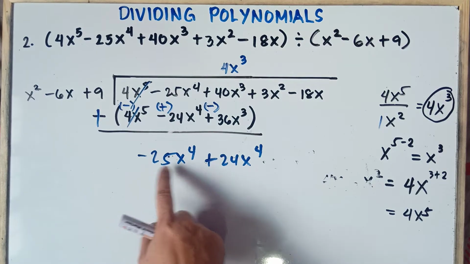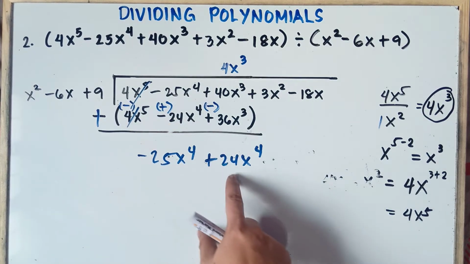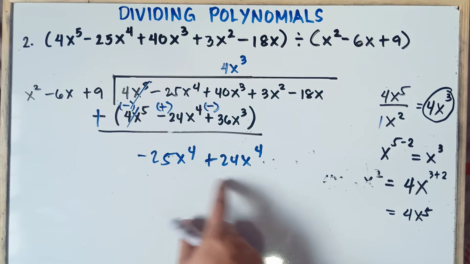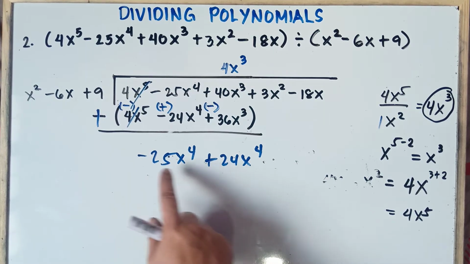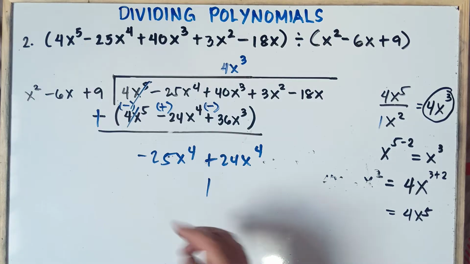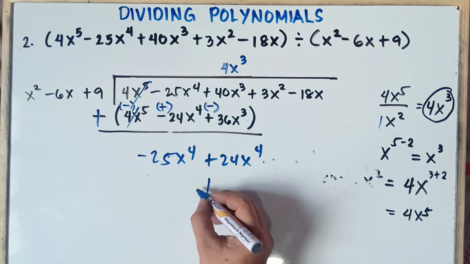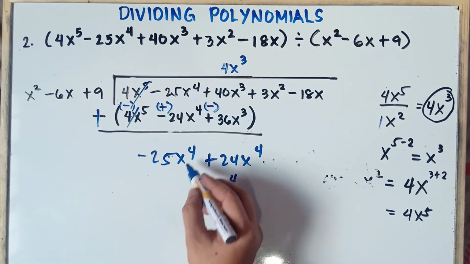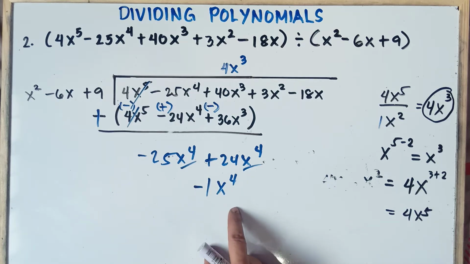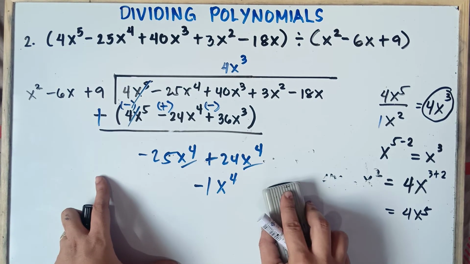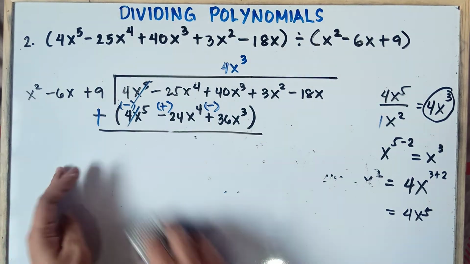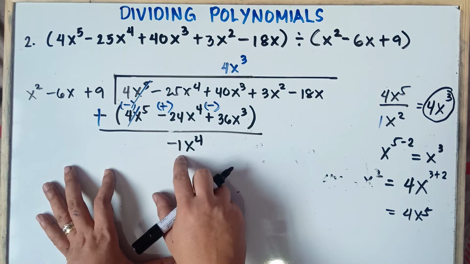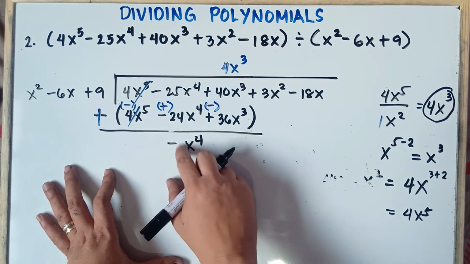So negative 25x raised to the power of 4 combined with positive 24x raised to the power of 4. Once again, class, if the signs are not the same, you subtract, and then you copy the sign of the larger number. We have negative 25, positive 24. 25 minus 24, that's 1. Now 25 is greater than 24, so we copy the negative sign. Negative 1, then simply copy x raised to the power of 4. If they have the same literal coefficient, simply copy x raised to the power of 4, class. So this is negative 1x raised to the power of 4. Once again, class, we can erase 1, understood that there's 1 here. So negative x raised to the power of 4.